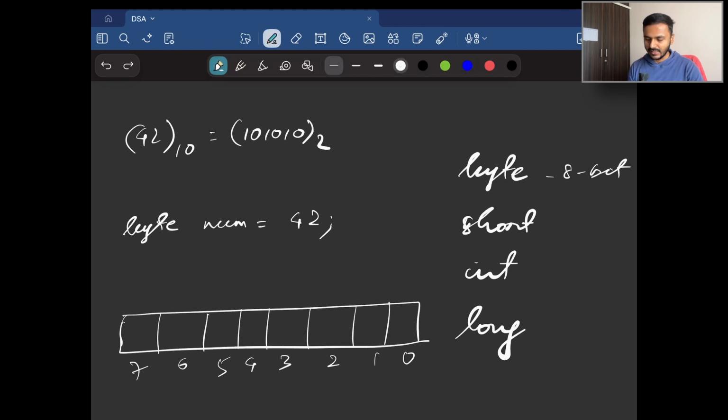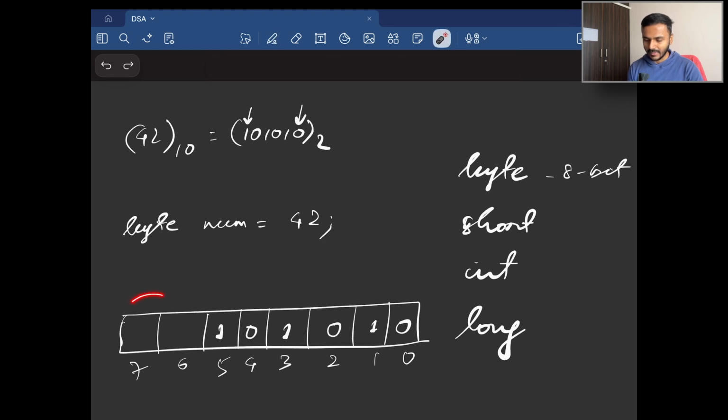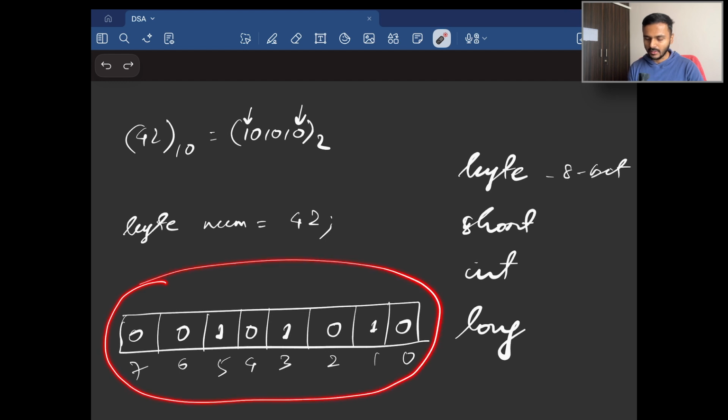You start off with the rightmost bit, which is the least significant bit. You put a 0 over here, which is this 0. And you put a 1, then 0, then 1, then 0, then 1. So we have put all the 6 bits over here. Now, what are we going to do with the remaining 2 bits? Since we've got nothing to put, we're going to pad this with 0. So if we say byte num is equal to 42, this is how it will be stored in the memory.